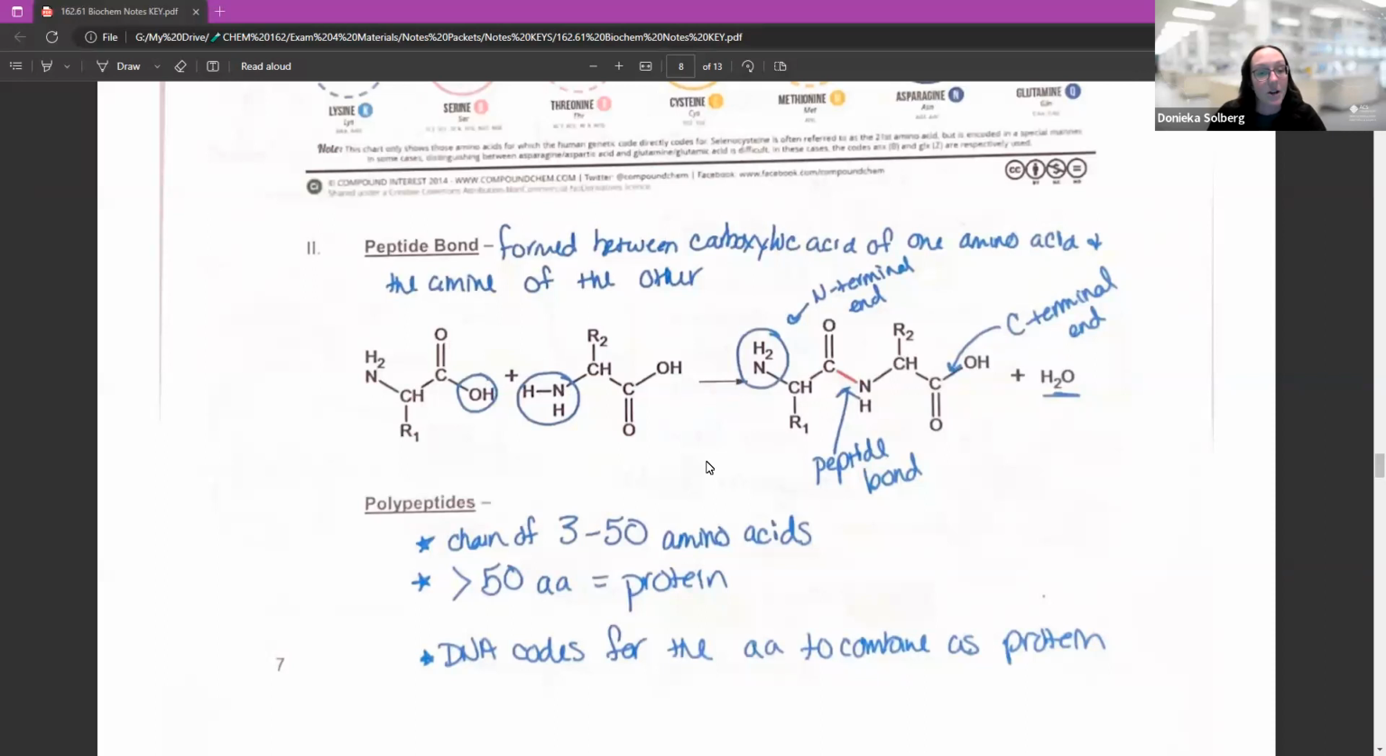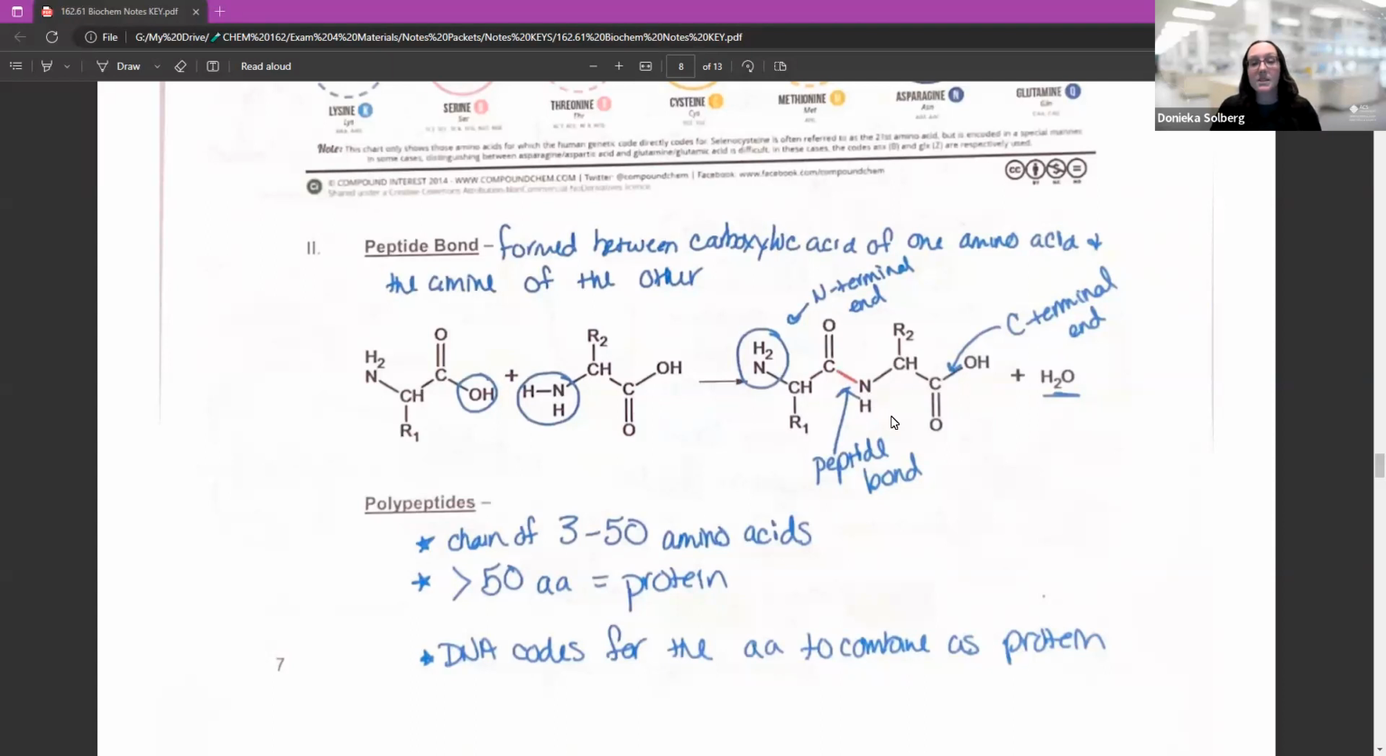This is something we did in organic. So this bond right here is formed when the water is pulled out. So water is one of my products. And this is also called a peptide bond. So what type of bond is it? It's an amide linkage or an amide bond. But we call this a peptide bond. So we start sticking amino acids together. And this is the peptide bond.